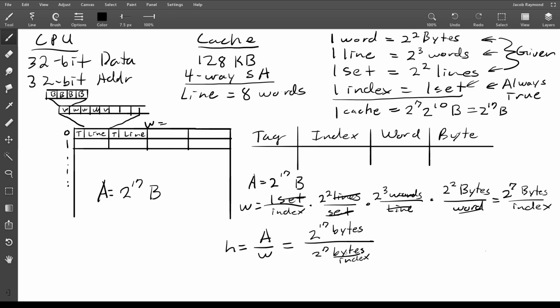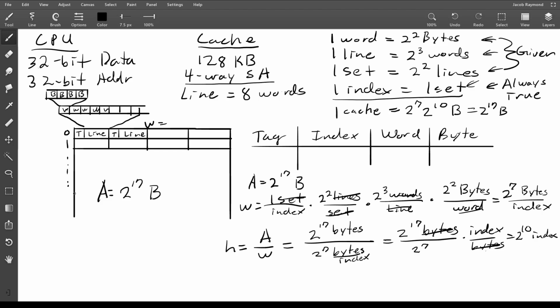So here we take this, and again, just keeping track of early mathematics. When you have a fraction in the denominator, you flip it and you can just multiply it. So this right here is just 2 to the 17 bytes divided by 2 to the power of 7. And then here we can just multiply by the reciprocal, index per bytes. So these bytes cancel out, and here we'd get 17 minus 7. So we get 2 to the power of 10 indexes.